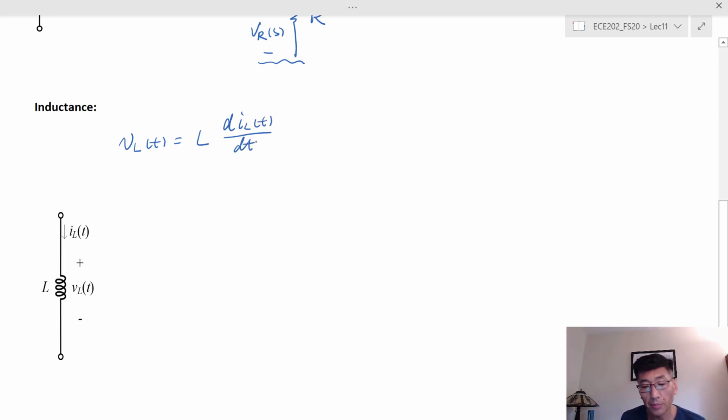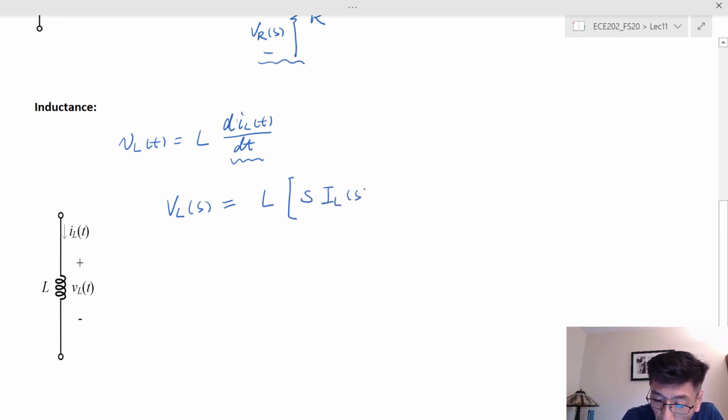In this case, if we apply the Laplace transform on both sides, the property we're going to use is called the differentiation property. The differentiation property says that if you take the Laplace transform of a derivative, it's equal to s times the Laplace transform of the original signal minus the initial condition. Therefore, if we apply the Laplace transform on both sides, we would have V sub L of s equal to L times the quantity s times I sub L of s minus I sub L of zero.